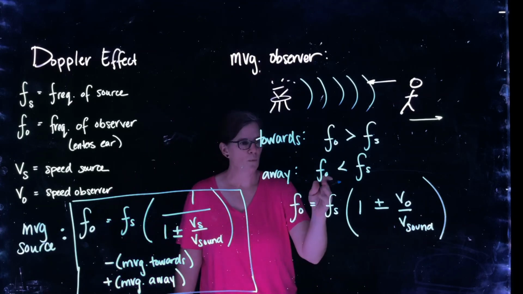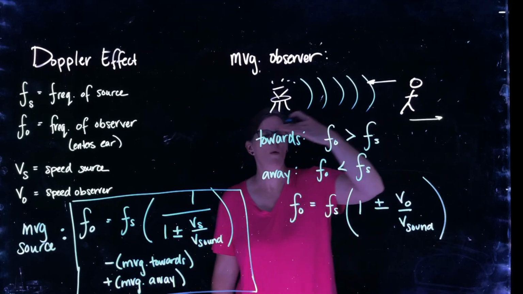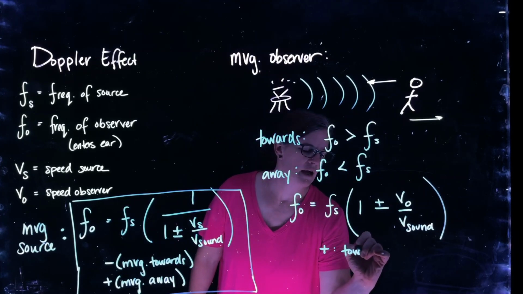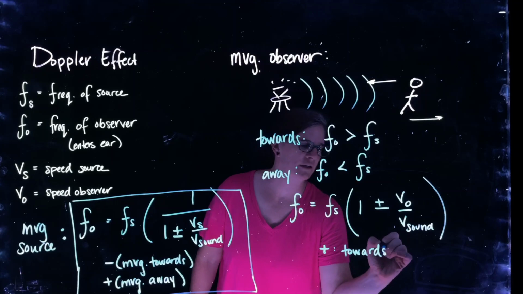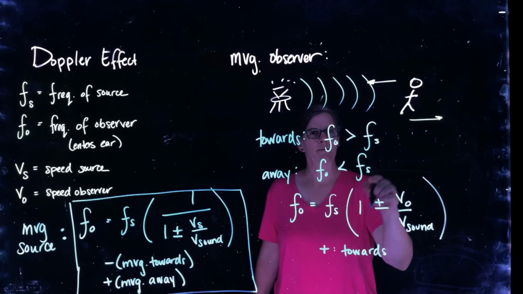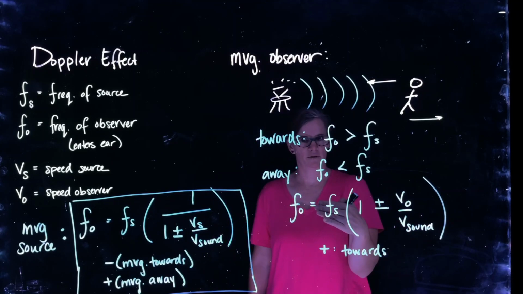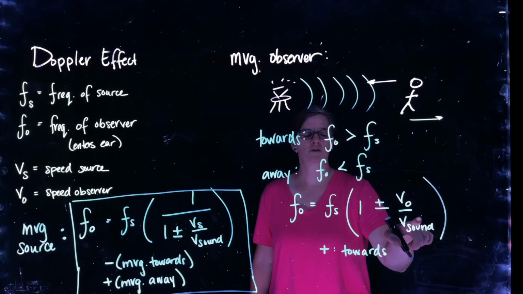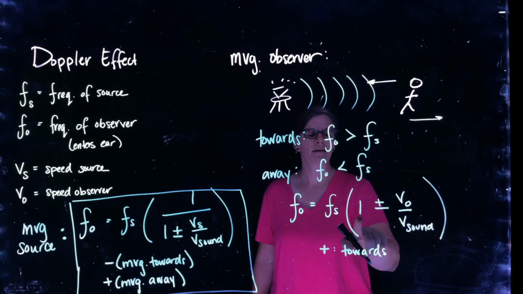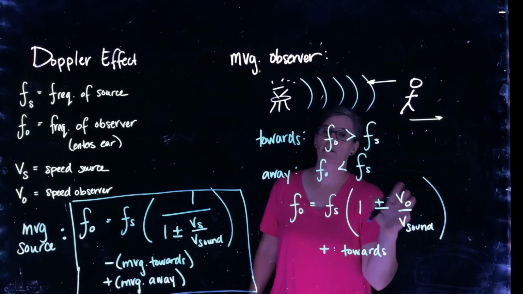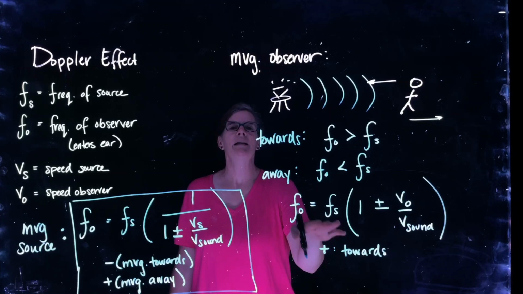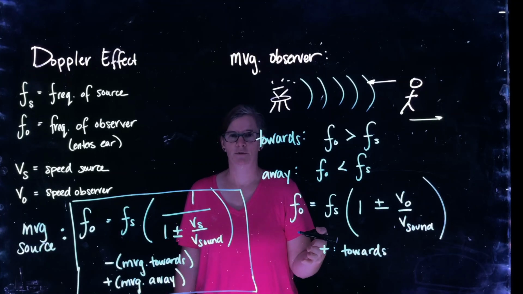Well, when I am running towards the source, I use the plus. Does that work? As I'm going towards the source, if I add the ratio of the observer's speed to the speed of sound, I get a number a little bit bigger than 1. A number a little bit bigger than 1 times the frequency of the source gives me a larger observed frequency.